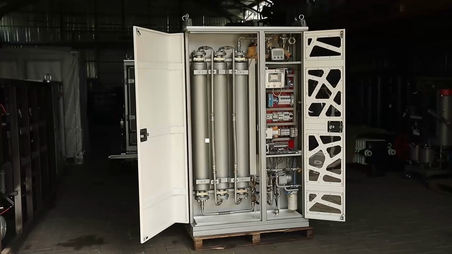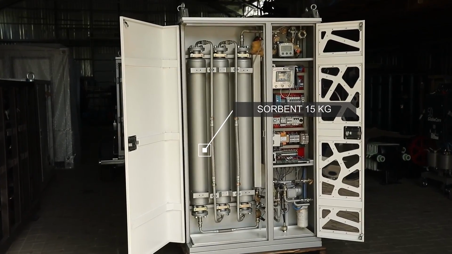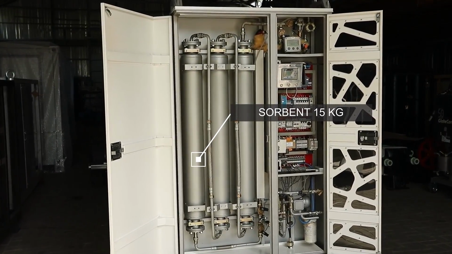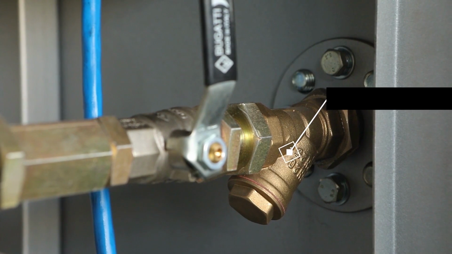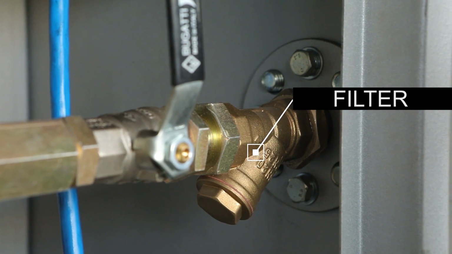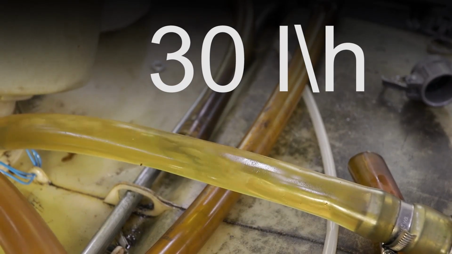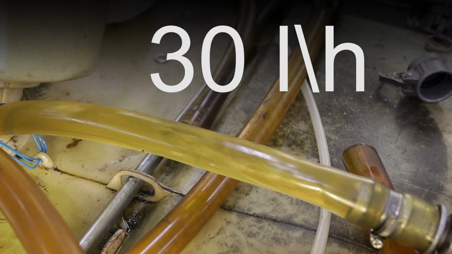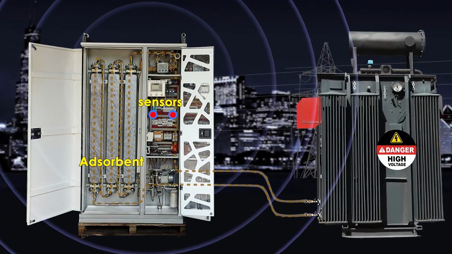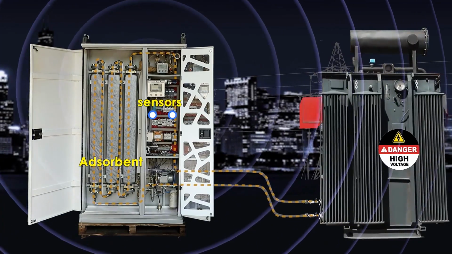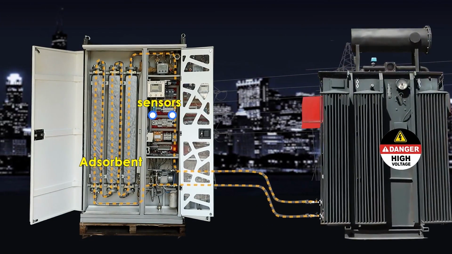The drying occurs by pumping the oil through 3 cartridges, each containing 15 kilograms of sorbent, while solid impurities are removed using a 10-micron filter. The flow rate is 30 liters per hour, and the oil is processed without shutting down the transformer at any time of day in any weather conditions, with or without the presence of service personnel.